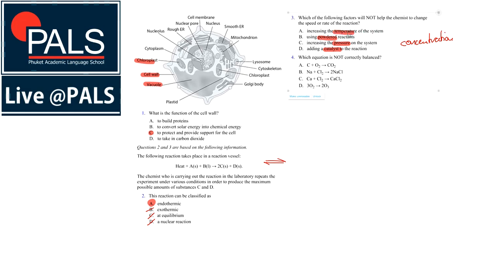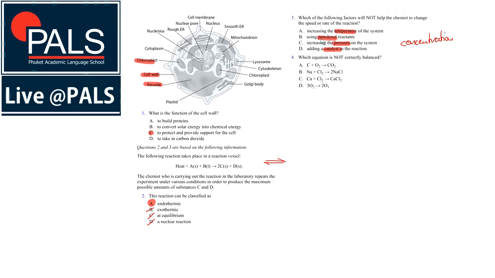Now the question is, in this specific reaction, which of the following factors will not help the chemist to change the speed of the reaction? So increasing the temperature of the system. Increasing the temperature means our particles move faster, they have more energy, therefore they collide more frequently, collisions are more energetic, and that will increase the rate of the reaction. So answer A does increase the rate of reaction.